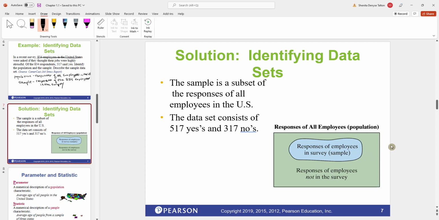And I got a little visual over here to the right. As you can see, the population will be all employees in the U.S. And then the subset or the sample that we took will be the responses that we got from the sample.